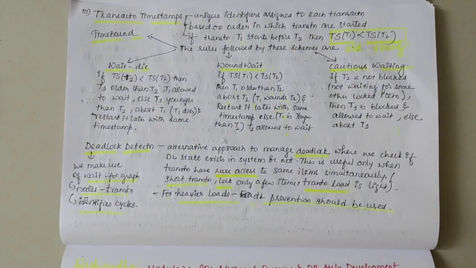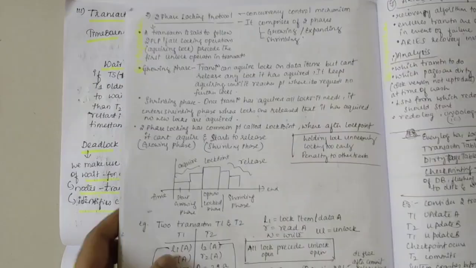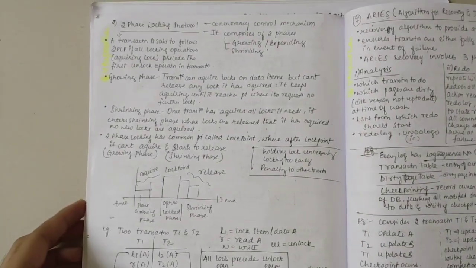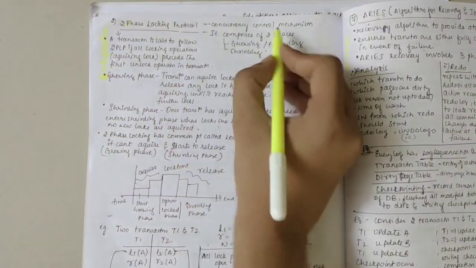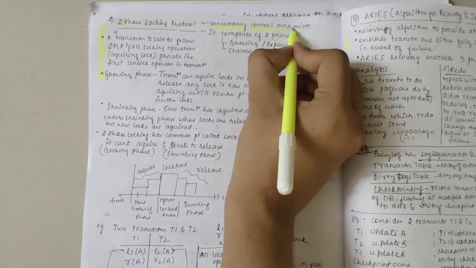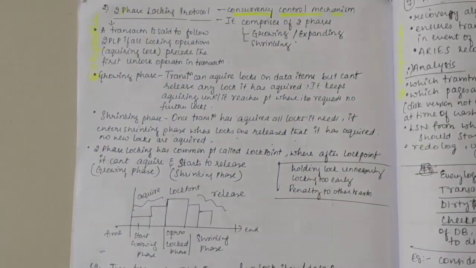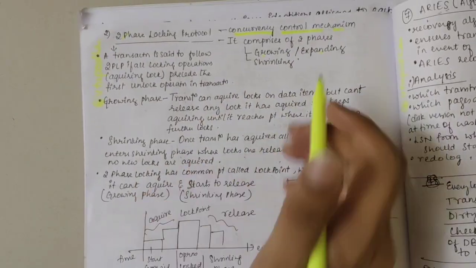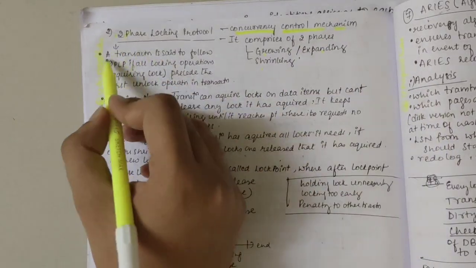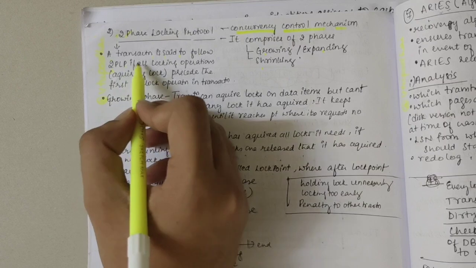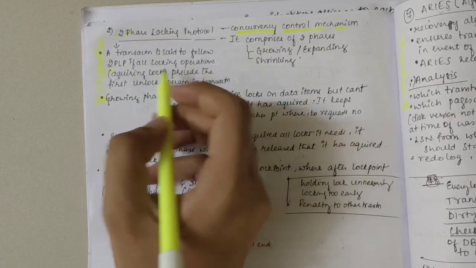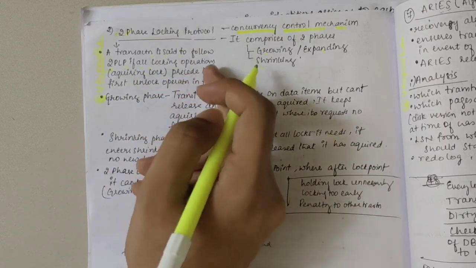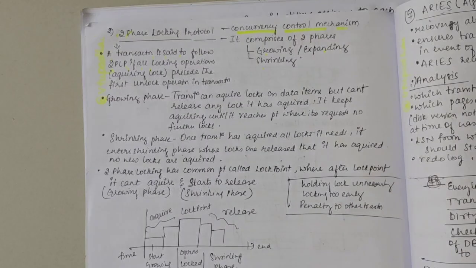Now we'll look into the two-phase locking protocol. Two-phase locking protocol is a concurrency control mechanism. It comprises two phases: the growing or expanding phase, and the shrinking phase. A transaction is said to follow the two-phase locking protocol if all locking operations, that is, acquiring locks, precede the first unlock operation in the transaction.